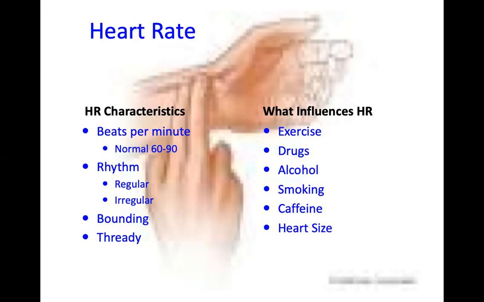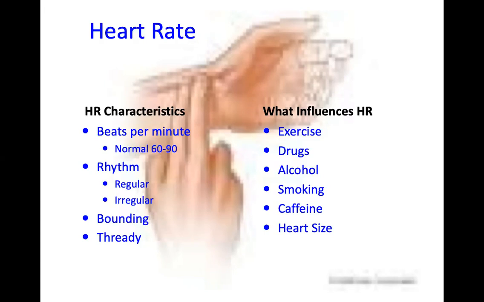Okay, so heart rate characteristics, you want to know what the beats per minute are, and normal should be 60 to 90. Remember that anybody that's on a beta blocker would possibly have heart rates under 60. Some cardiologists want their patients under 60 because they want to slow that heart rate down. They'll put them on a beta blocker so it slows it down and increases contractility. Okay, so 60 to 90 is okay.